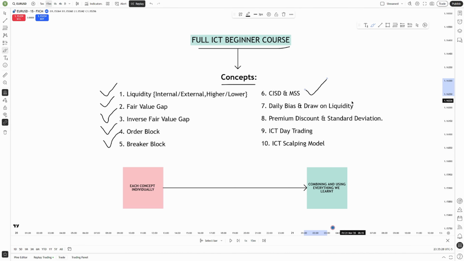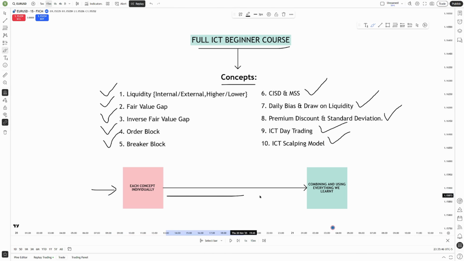Then I will explain the daily bias and draw on liquidity, then premium and discount and standard deviation, and then I will explain the ICT day trading model. And lastly, I will explain the ICT scalping model. First, I will explain every single concept individually and explain how to use it, and then we will combine everything and use it on the charts. Now let's move to our first concept.